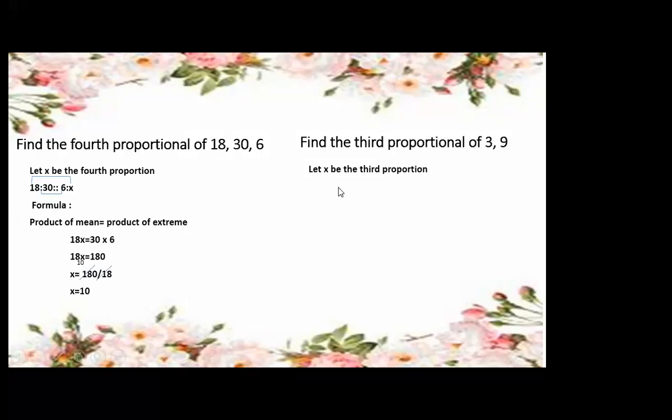Miss, 3 ratio 9, then proportional to 9 into x. Excellent. Then 9 is to x. Very good. Then I have to write the formula: product of means is equal to product of extremes.